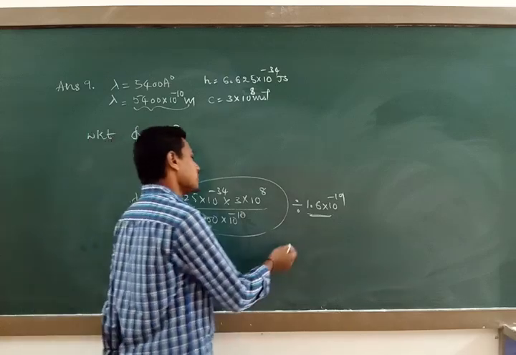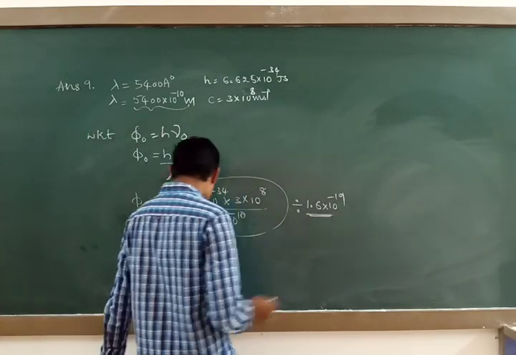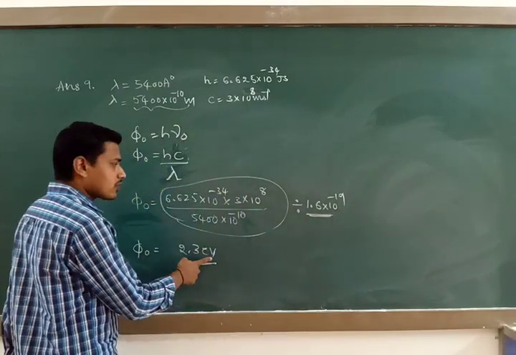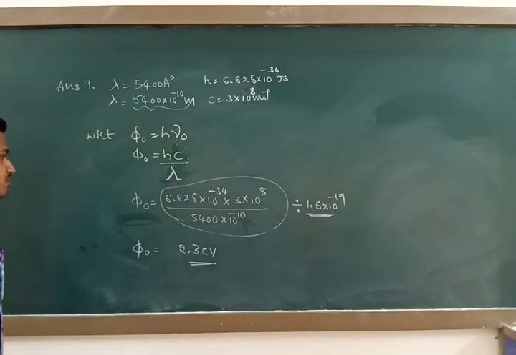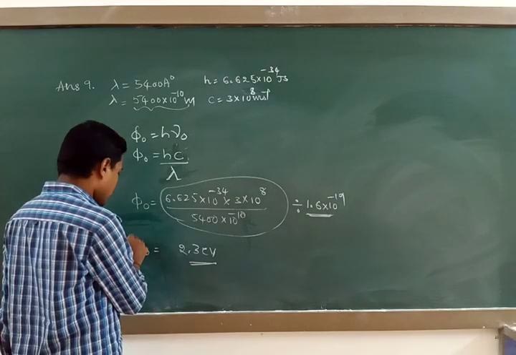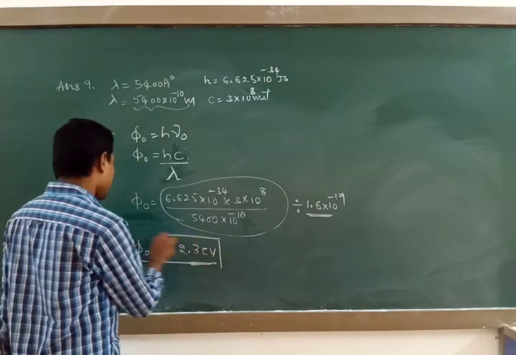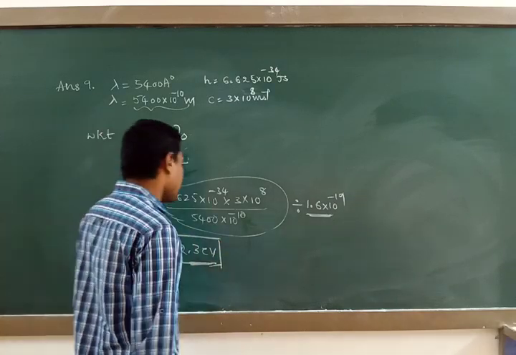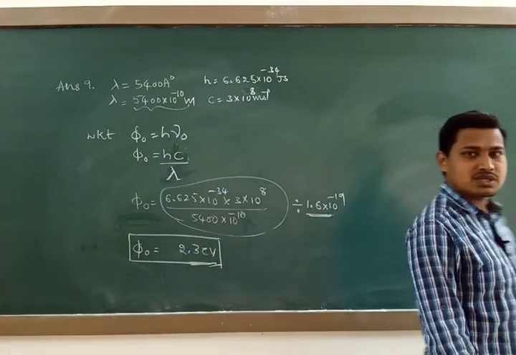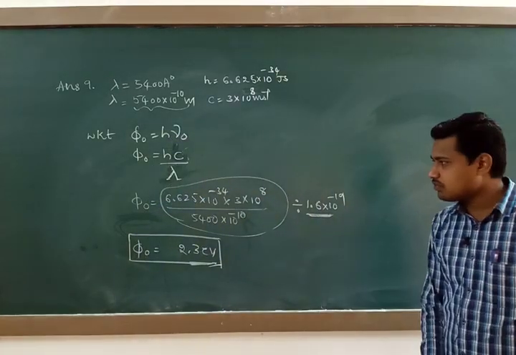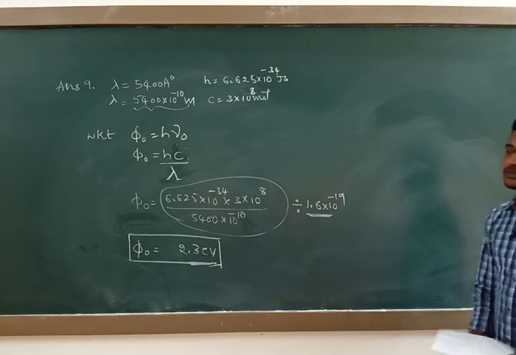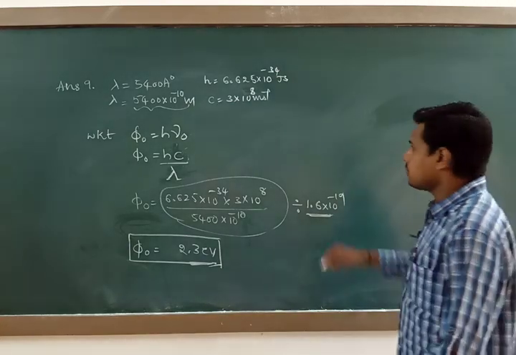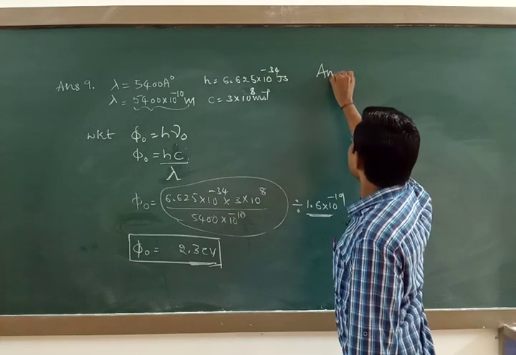If you want to convert, you have to express that in terms of electron volt by dividing by 1.6 into 10 raised to minus 19 joules here. Okay, divide this, then you will get the work function of the material plate as 2.3 electron volt. First you simplify powers, then you go to the further simplification. Is it clear? So go through this numerical. Very simple numerical. Okay, so next numerical.